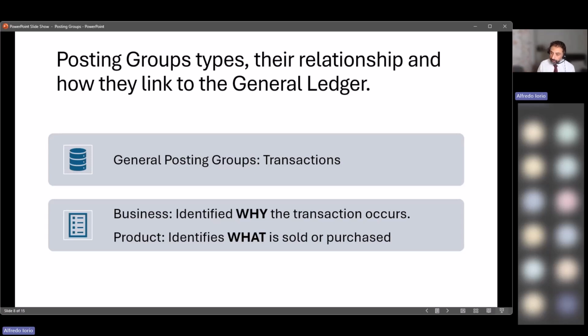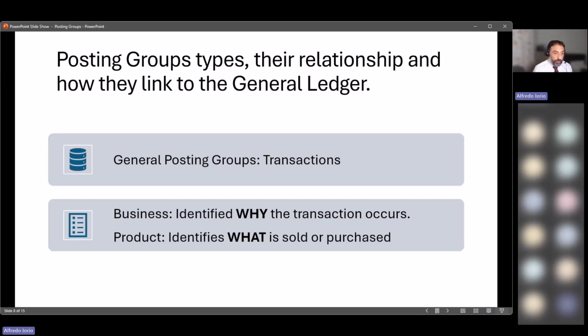We have 2 general posting groups: the business, which identifies why the transaction occurs. Again, this is terminology that your client will understand firsthand. Why the transaction occurs. In a way, it's almost like a reason code for transactions, because the why we do the transaction results in, if it's a sales transaction, where the revenue goes. If it's a sales transaction with a discount, where the discount goes. If it's a purchase, where the expense goes. Again, it's why we do business. And so, if there's no specific reason, it's just a normal sale. Perfect, revenues. It's very easy to identify.